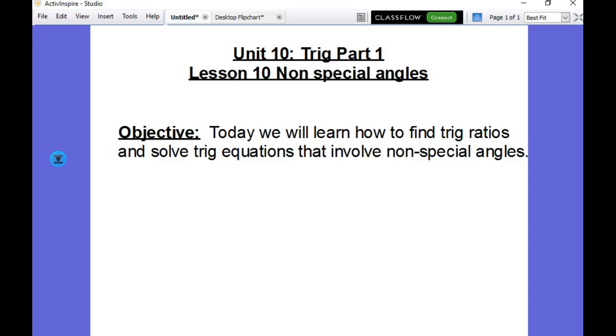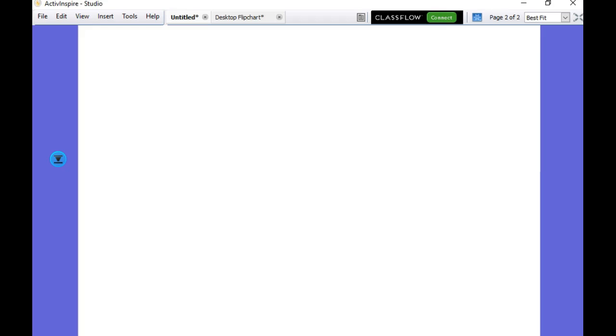Today we're going to be doing the same thing that we did for the past 2 days, finding trig ratios and solving trig equations, but this time with non-special angles, which means we're not going to be using our unit circles. Our unit circles only pertain to the special angles. We're going to be working with ones that we can't do on our own, but our calculators can do it, so that's why I passed out calculators today. So let's go ahead and get started.